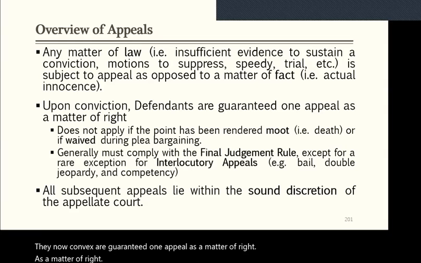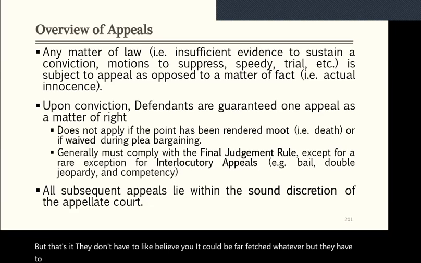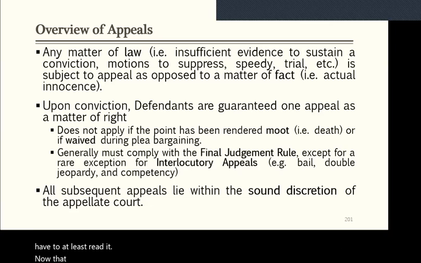So what this means is no matter what, and as far-fetched as it is, the appellate court has to consider your arguments the first time, right? That's it. They don't have to believe you, it can be far-fetched, but they have to at least read it, right? Now, that being said, this does not apply in really two conditions.